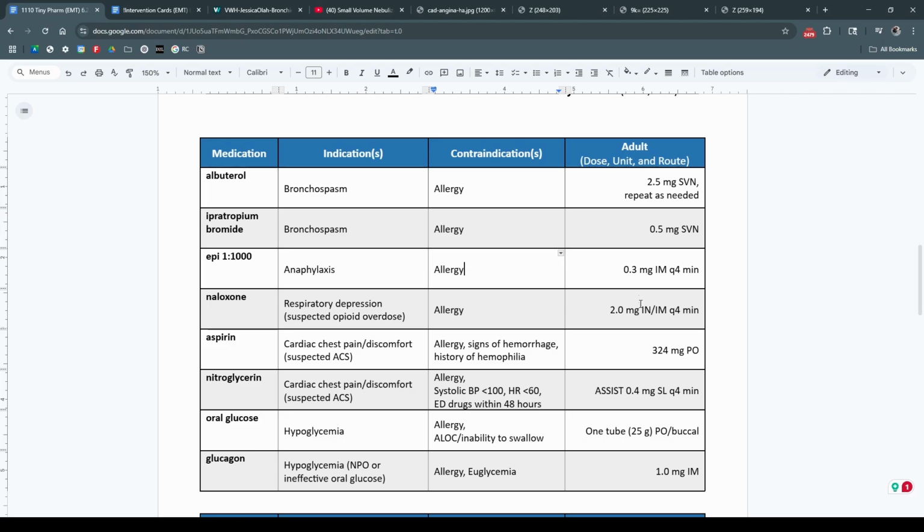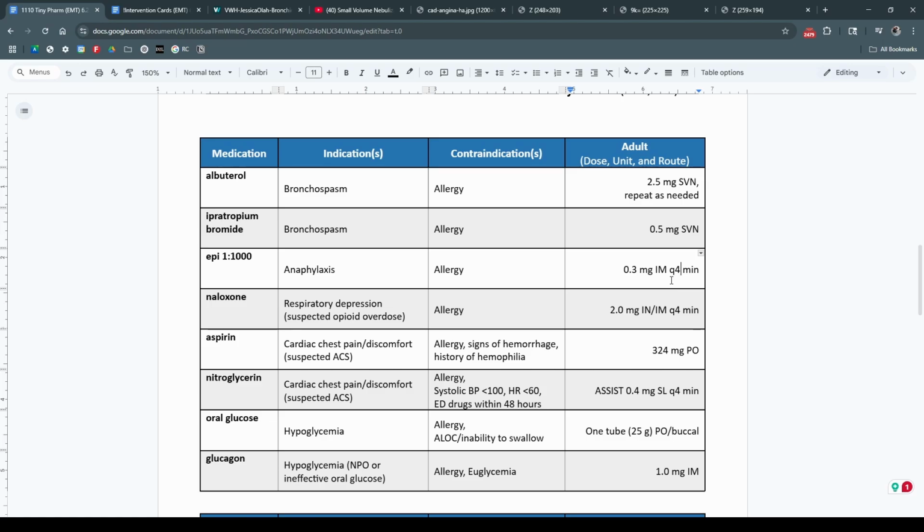We're going to administer epi intramuscularly with a needle, and we give that at 0.3 milligrams every 4 minutes. So this would be a case of, I've got a patient who is just talking about shortness of breath. I listen to lung sounds. Maybe I hear wheezing. So I'm thinking, okay, let's go ahead and give albuterol and Atrovent.